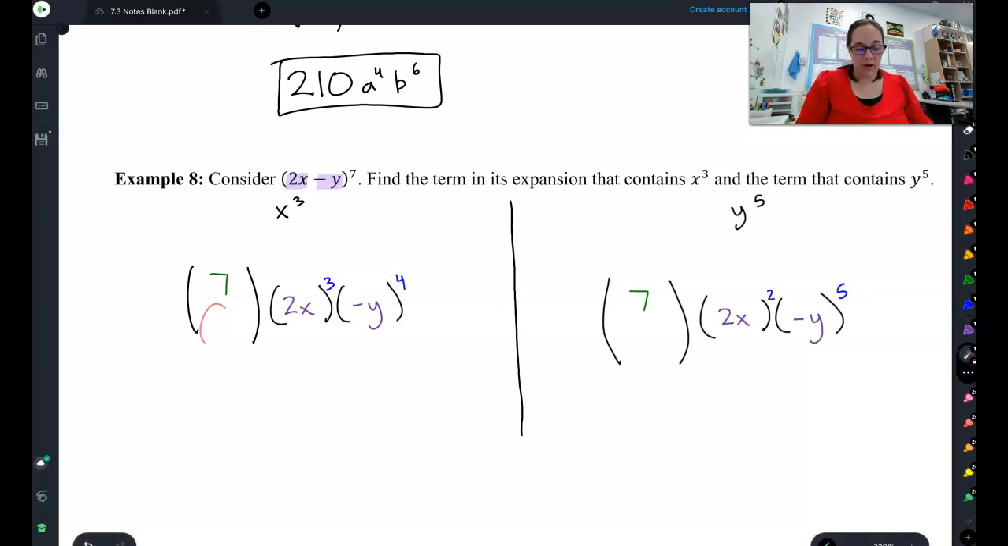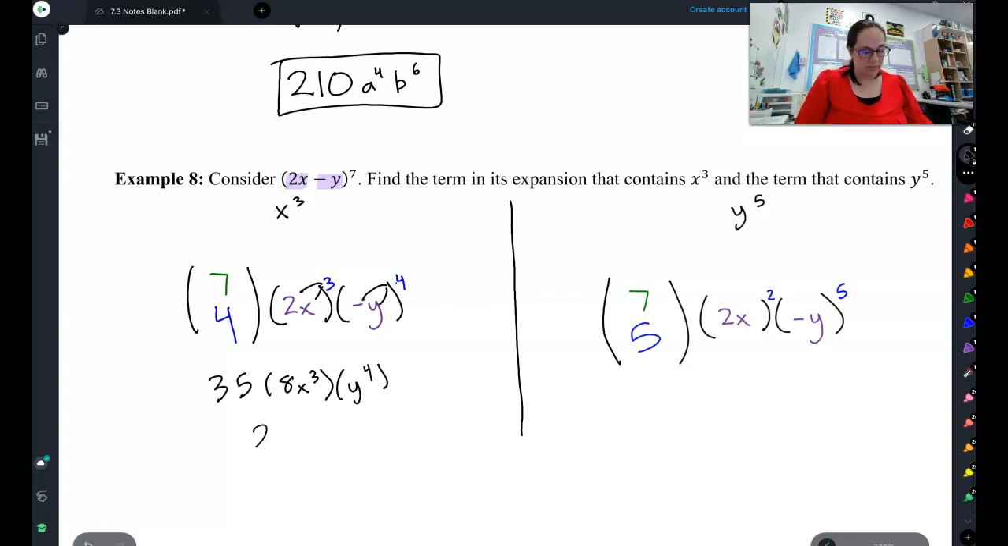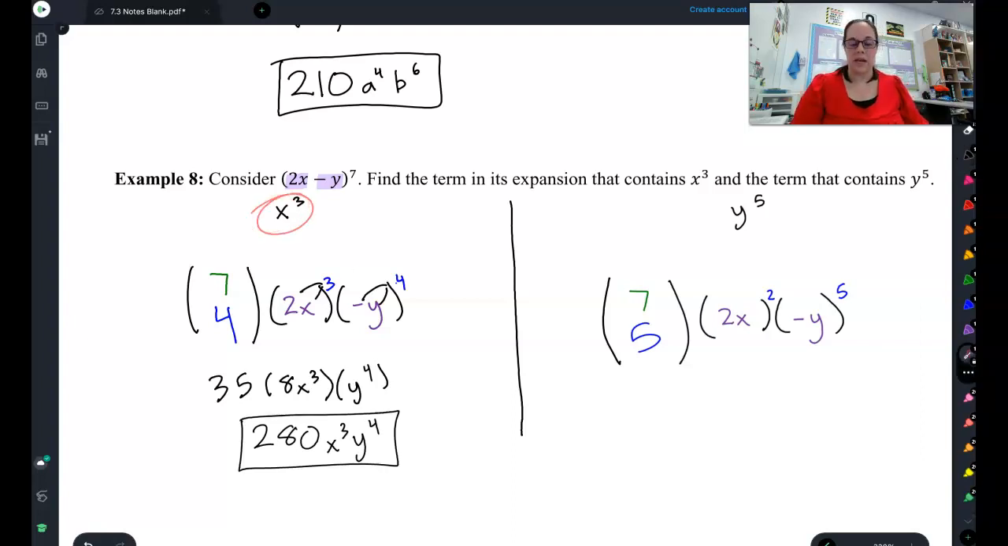And our last pattern is this number should always match this number. So this is going to be a 4th, match those, and this one's going to be a 5th to match those. And now I can just simplify. So 7 choose 4 is 35. I'm going to cube both of those to get 8x cubed. Negative y to the 4th is just positive y to the 4th. Oops, that should be to the 4th. And I do 35 times 8 gives me 280 x cubed y to the 4th. And that will be the term that contains an x cubed.